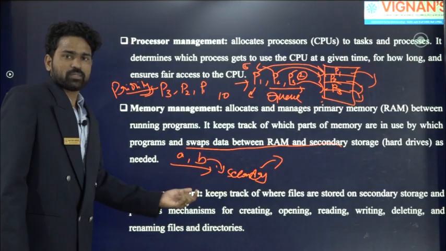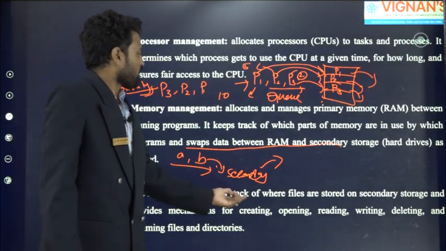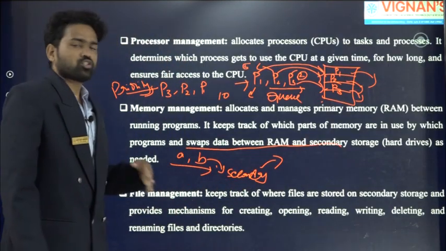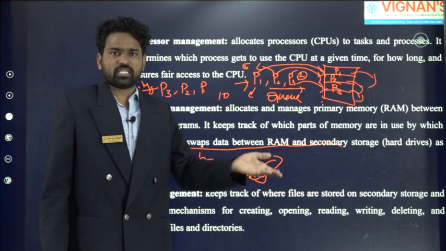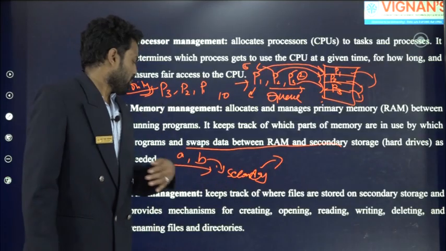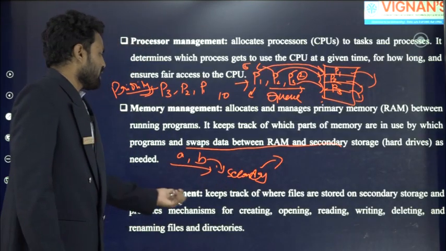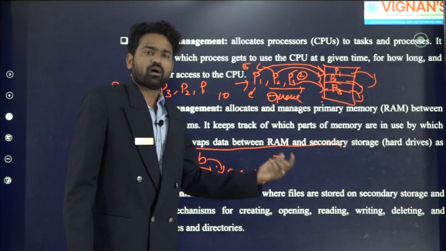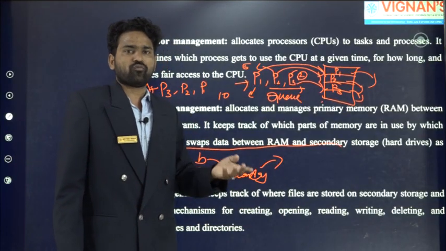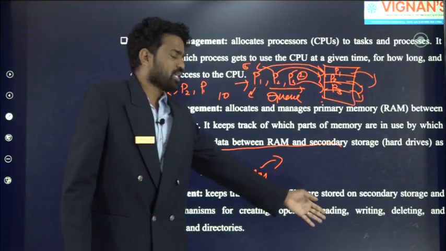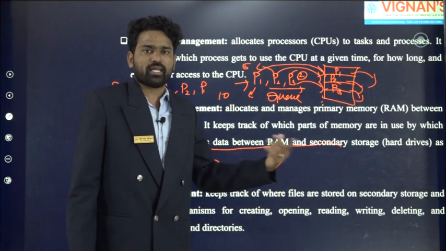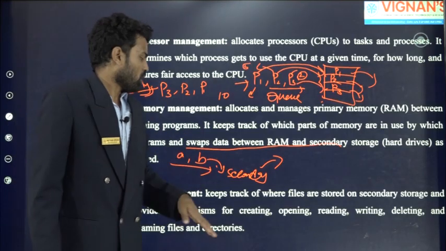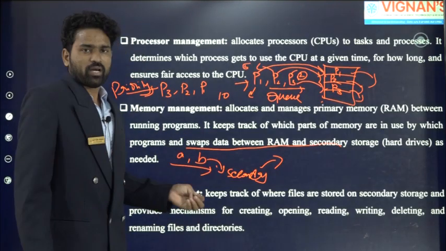Next, file management. File management keeps track of where files are stored on secondary storage. We are going to store all our files in secondary storage. Then from the main memory, the file manager provides us with operations whenever we create a new file, open a file, read a file, close a file, or write anything to a file. What are the file operations that we need to perform? All will be taken care of and handled by file management.